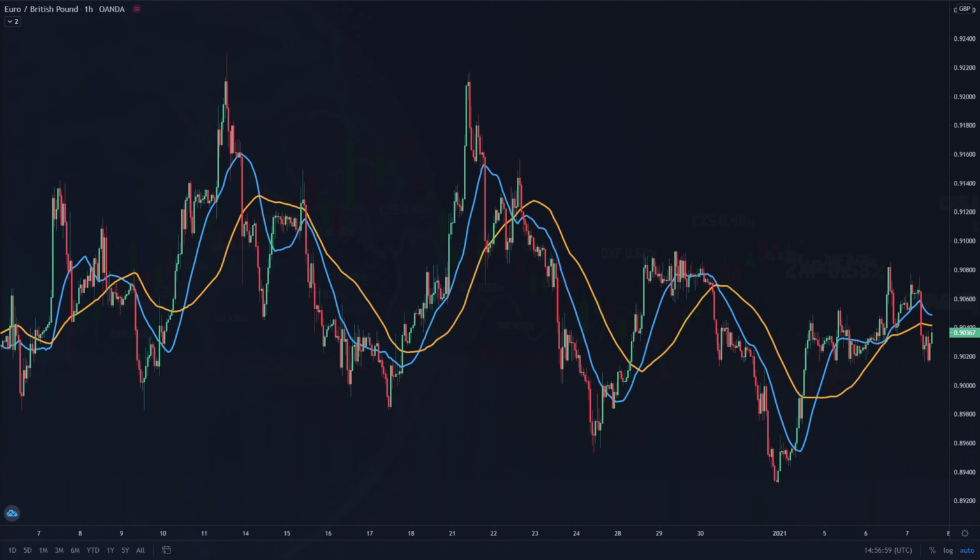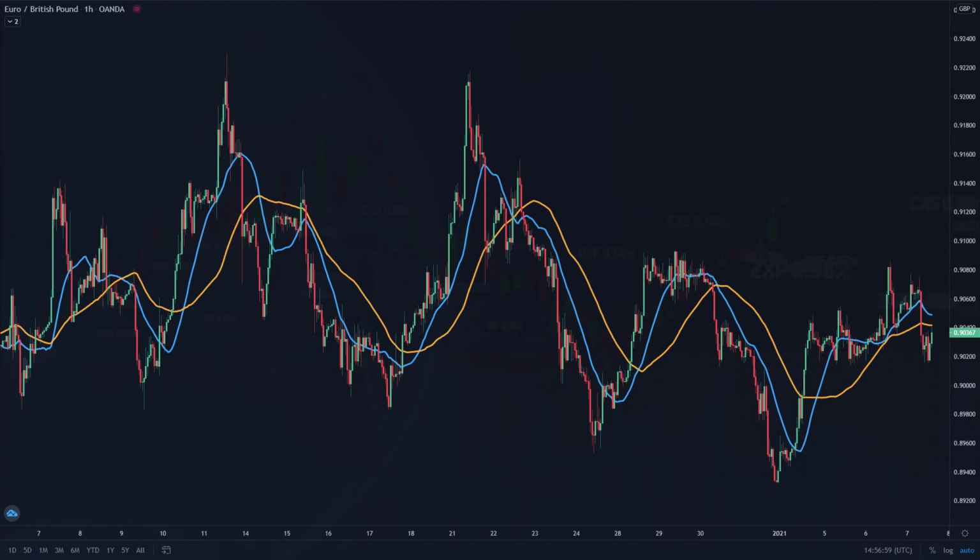But remember, just because a market reacted to the crossover in the past doesn't guarantee 100% that it's going to do that again in the future. However, it will still have a much higher chance of doing so compared to a market that never reacted to the crossover in the first place.